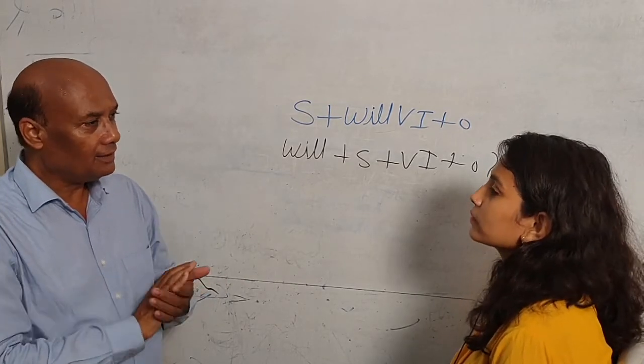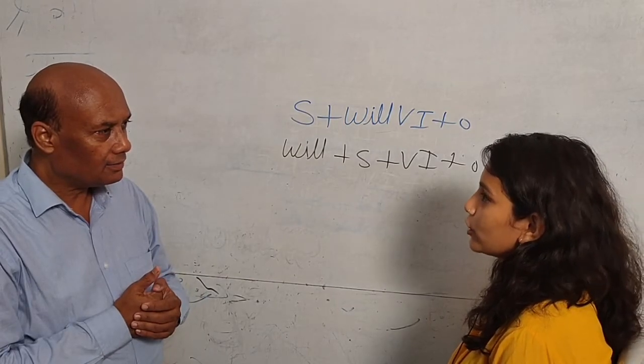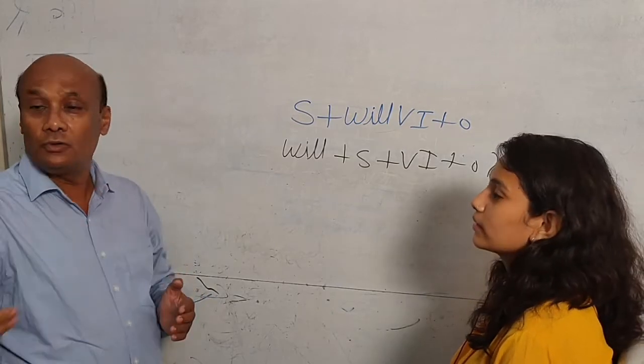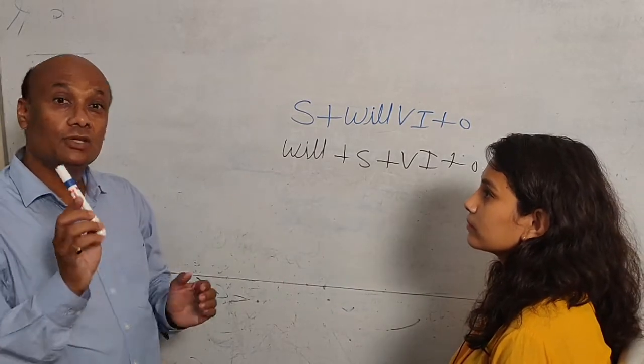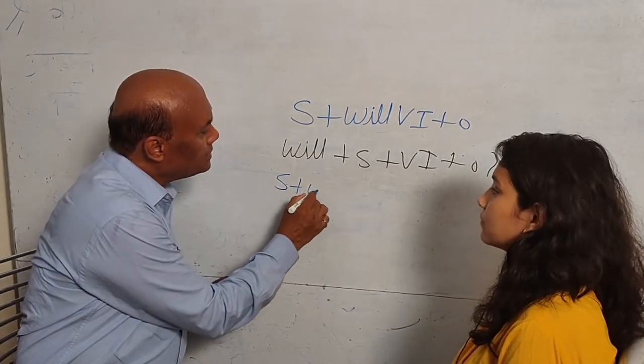Tell me, Lavina, where will you go next Sunday? I will be going on a picnic. Yes, I will be going on a picnic. So, will be going to, here Lavina used it, means she will definitely go. We use will be going to make any statement definite.